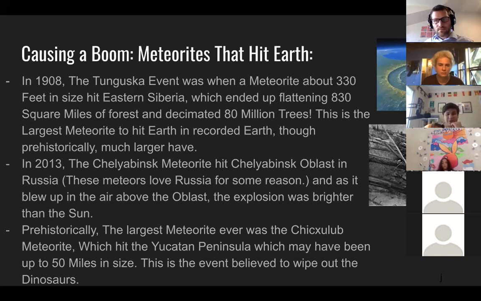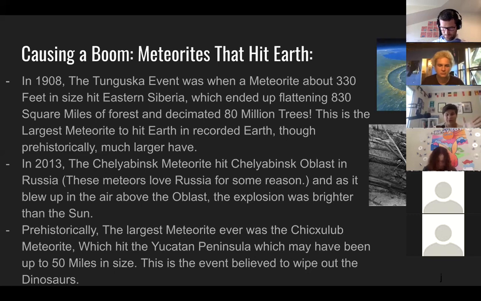It's the largest meteorite to hit Earth in our recorded history that we know of, that we've documented while humans were around. In 2013, the Chelyabinsk meteorite hit the Chelyabinsk Oblast in Russia, which is like a province. And the meteors seem to hit Russia for some reason. I guess it's a big area to hit. But it blew up in the air above the oblast, and the explosion was literally brighter than the sun. We'll show a video in a second.